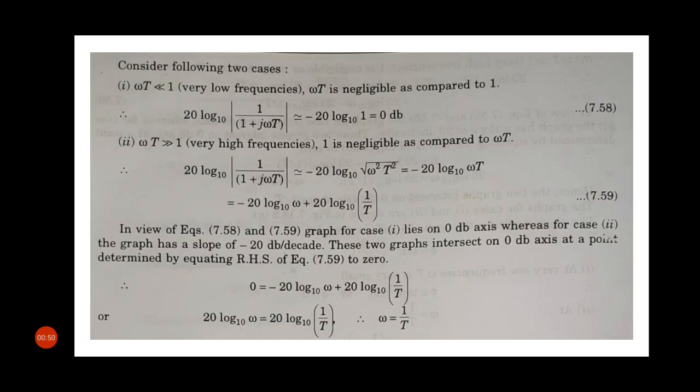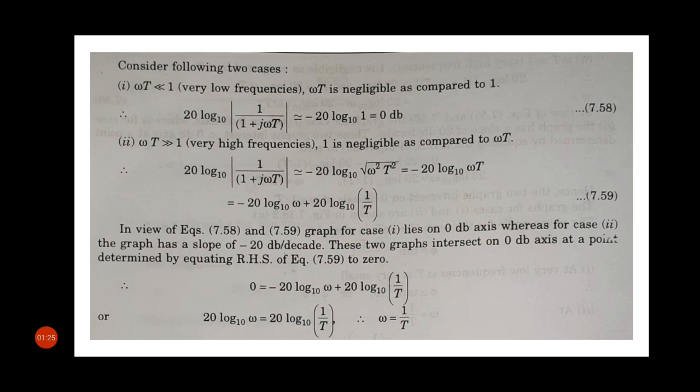Now consider these two following cases. The first case is omega t very less than 1, that means at very low frequency omega t is negligible as compared to 1. Then the magnitude is 20 log 10 1 by 1 plus j omega t, and this is equal to minus 20 log 10 1. This is equal to 0 dB.